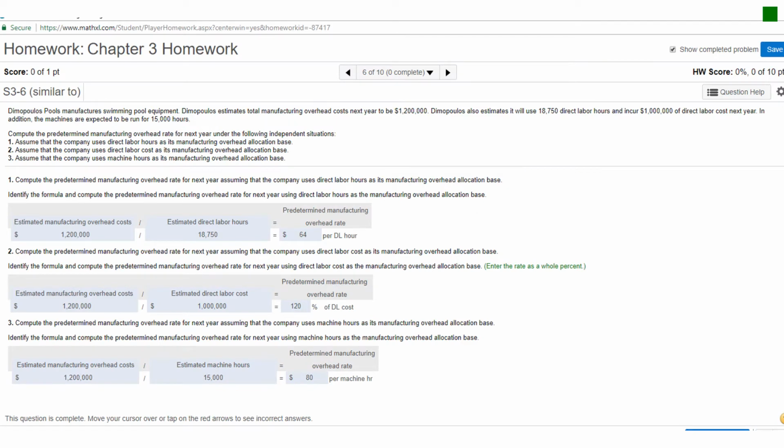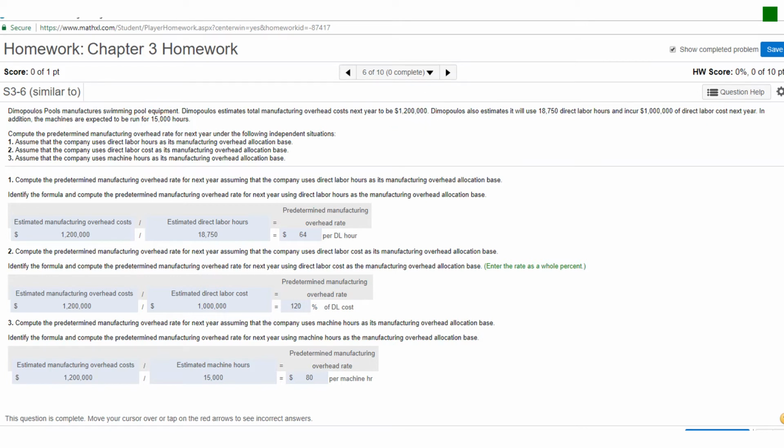Okay, so for this Chapter 3 homework problem, you're going to be calculating the predetermined overhead rate. You're going to do it 3 different times. In this one, it's a company that makes, it looks like, swimming pool equipment. It says they have estimated the total manufacturing overhead cost next year to be 1.2 million. So there you go, 1,200,000.